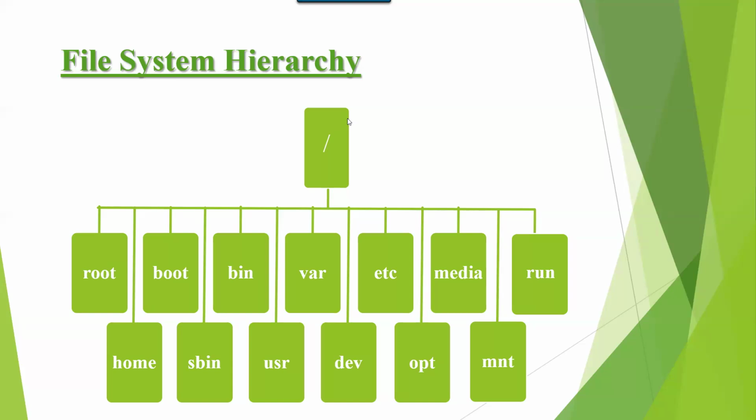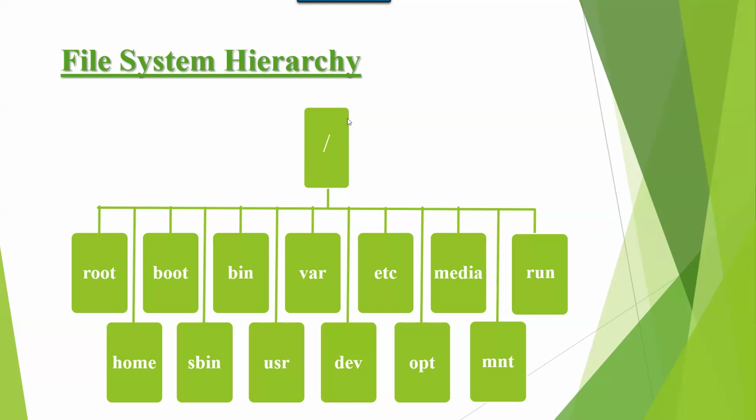Repeating: dev contains devices information, meaning partitions information. etc contains configuration files. OPT contains optional applications, applications which we install manually. Media contains external devices information, meaning removable devices like external hard disks, external DVD writers, pen drives. All that information is stored under media.